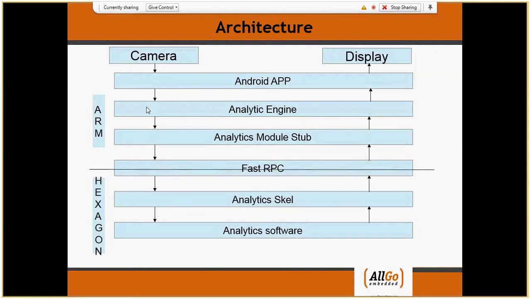At the same time, the software running on the Hexagon DSP performs the computation and gives the data back to the analytics skel and FastRPC, and back to the analytics module stub, which is running on the ARM side. The analytics engine, which is also running on the ARM, takes the processed buffer and gives it back to the Android app, and the Android app displays the image.